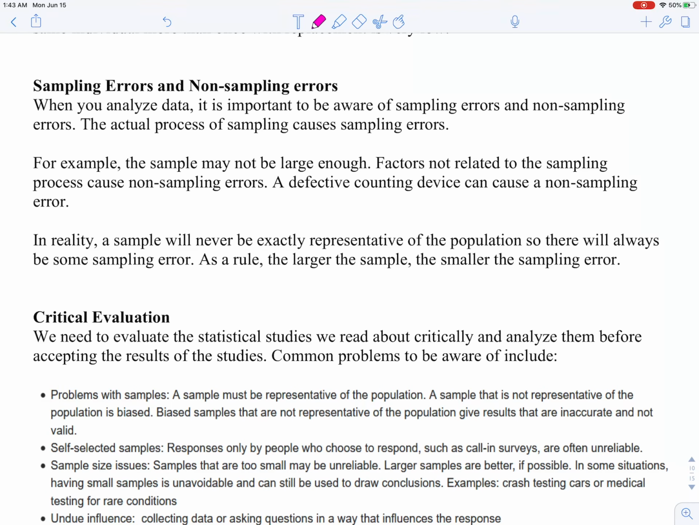In reality, a sample will never, this is an important concept for real life and for this class, a sample will never be exactly representative of the population, so there will always be some sampling error. As a rule, the larger the sample, the smaller the sampling error. So to get more accurate data, you're going to take a bigger sample of the population you're studying.